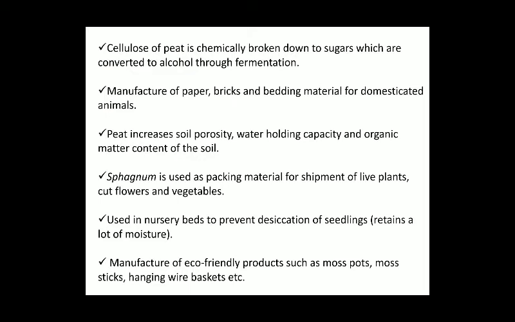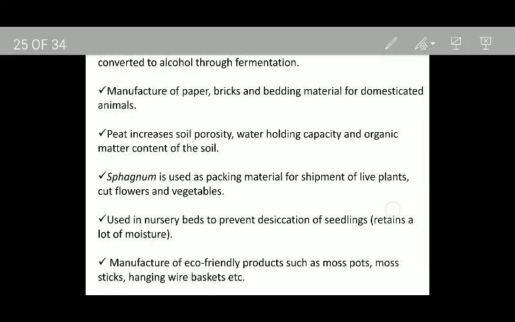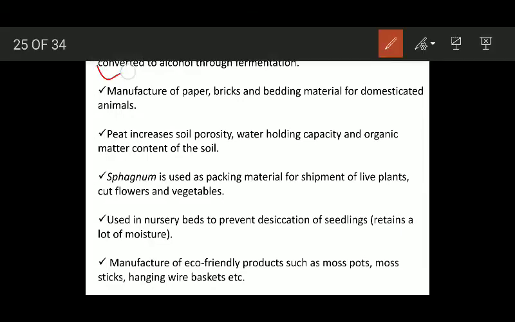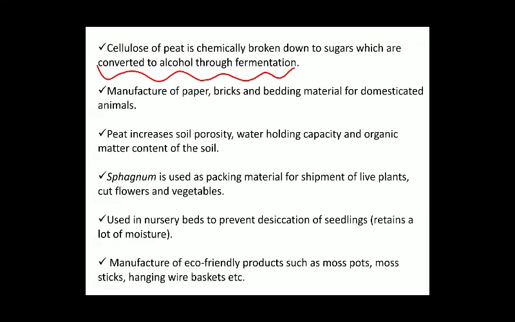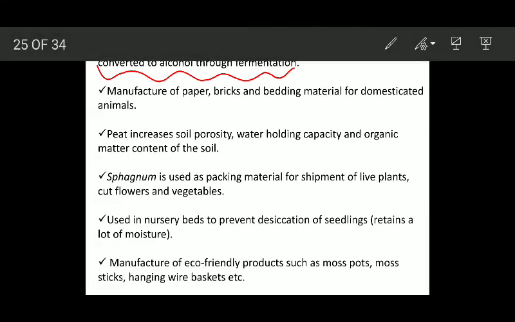The cellulose of peat can be chemically broken down to sugars, and these sugars can get converted to alcohol through fermentation. That means you can use peat to form alcohol. Peat is also used for manufacture of paper, bricks, and bedding material for domestic animals.